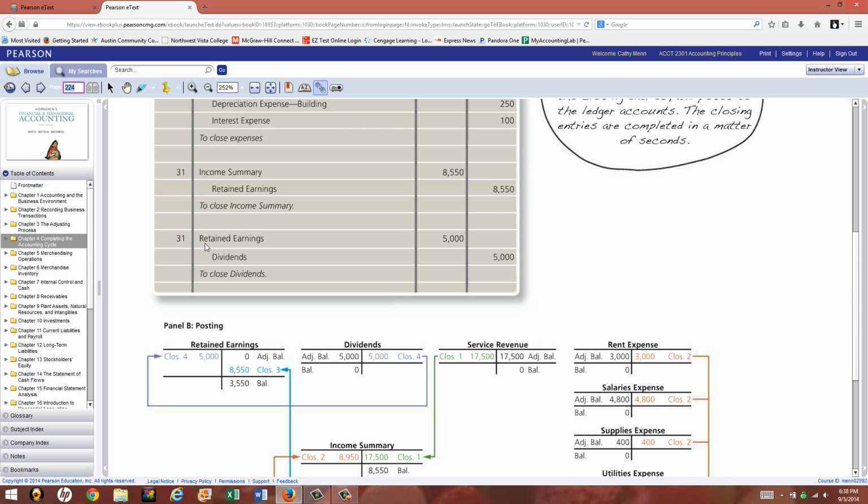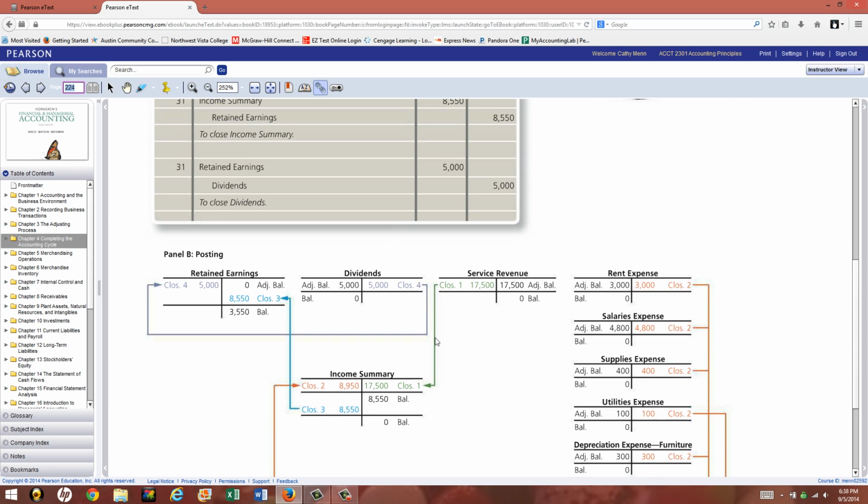The fourth journal entry is dividends. And dividends, its normal balance is a debit. And so notice here, for us to close it, we credit this account. And we don't use income summary for this one. We actually close this directly into the retained earnings account. So here's the debit. We're going to debit retained earnings, and we credit dividends.